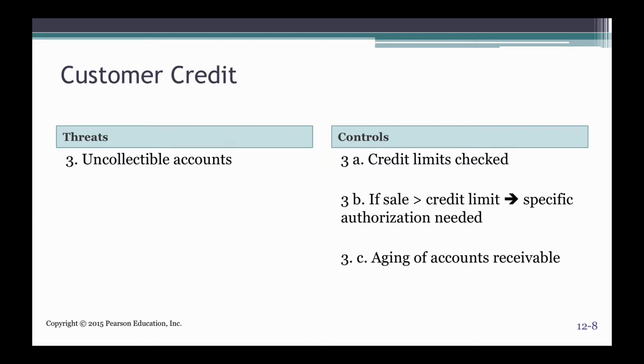The threat that could happen is that the accounts might be uncollectible, meaning overdue for a long time. And we need to ensure the controls exist. First, we need to have credit limits for each customer. If the sale is higher than the credit limit, then we have to get a special authorization. And then we have to make regular checks on the accounts receivable aging trial balance.